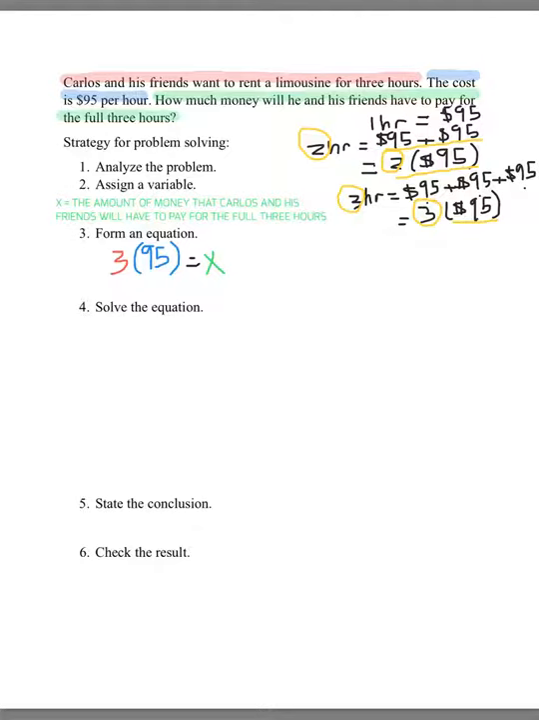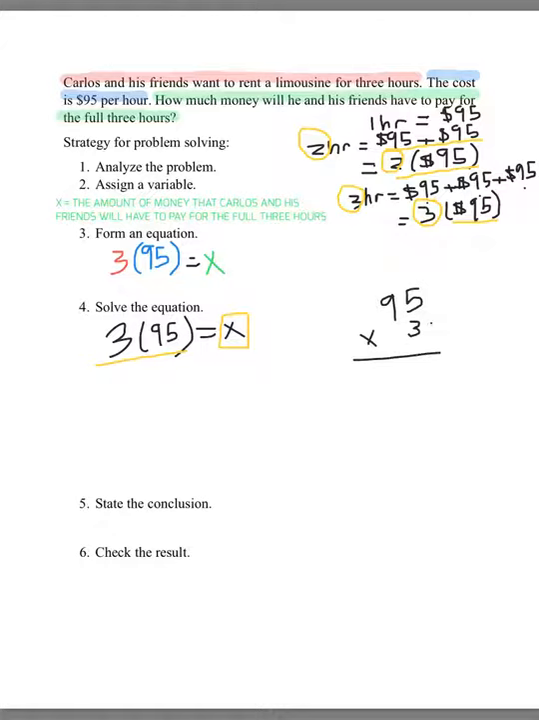Now that we have our equation all set up, let's solve it. When solving the equation, you want to start off with the original equation you created in step 3: 3 times 95 equals x. The x is already completely isolated on the right-hand side of the equation. So all we need to do is multiply 3 by 95, and we'll do that off to the side as scratch work. We'll do 95 times 3.